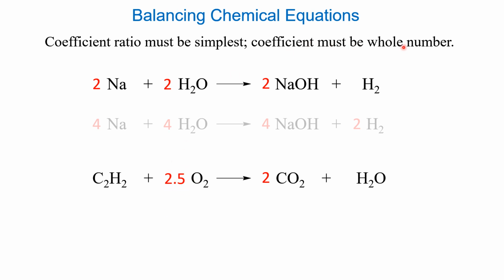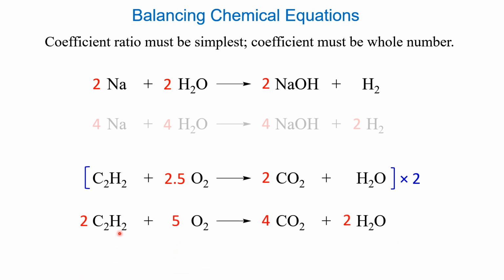But the coefficient must be a whole number, so for 2.5 we need to multiply by 2 to convert this to a whole number. But you cannot just multiply one coefficient by 2. If you need to multiply by 2, you have to multiply all the coefficients. So then the balanced equation will be 2 ethane react with 5 oxygen, produce 4 carbon dioxide and 2 water. Now it's also the simplest ratio, 2 to 5 to 4 to 2 is already the simplest whole number ratio.